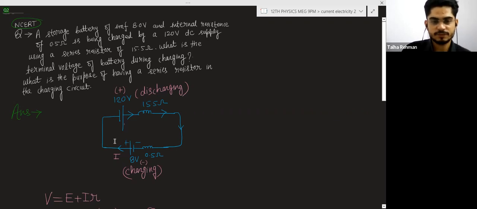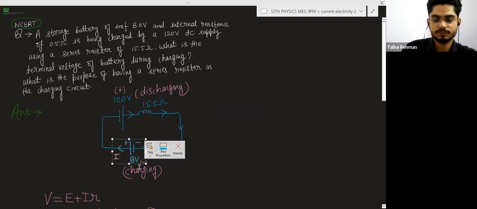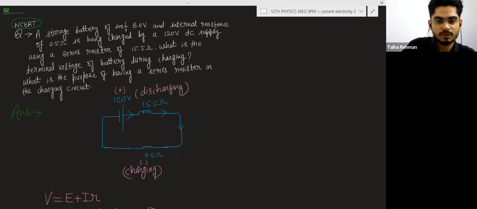We have to change this. The 8 volt battery is discharging, so current is like this. And this is charging, which means current will terminate at positive. So this is the figure. This is the negative, this is the positive. This is charging, which means the current is leaving the negative terminal.